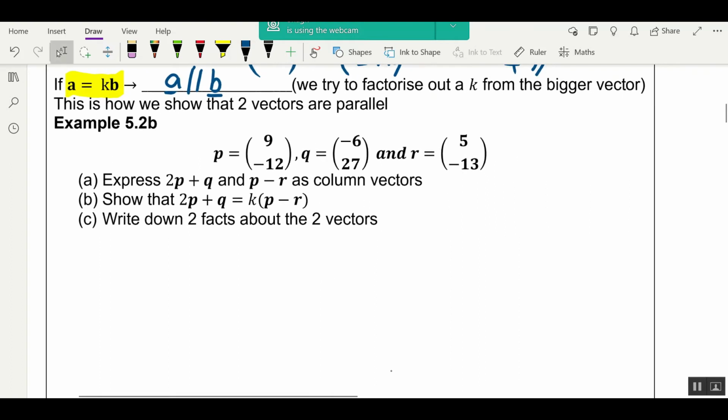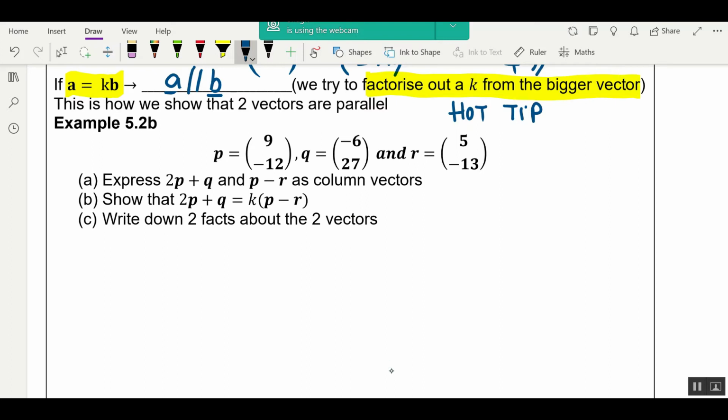So for a show-that question, we will usually need to factorize a k out from the bigger vector. This is Mr. Ivan's hot tip. My hot tip to you is, if you want to show that two vectors are parallel, we factorize a k out from the bigger vector. The k need not be a whole number, it could be a fraction as well.